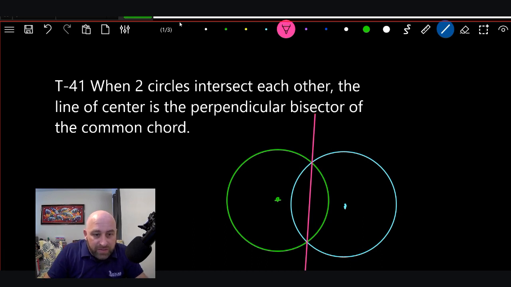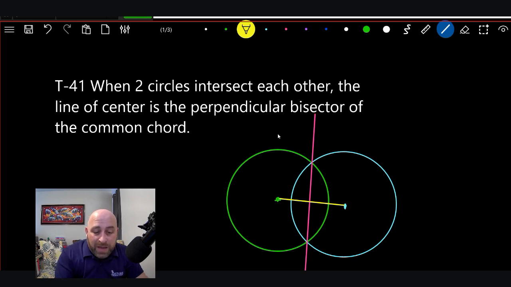And then what does it say? The line of center. What is that? Well, we talked about it last class. That's the line from the center to the center, okay? So if we connect a line of center, then that is a perpendicular bisector of the common chord. In other words, right here, this is going to be a 90-degree angle. That's a right angle, that's a right angle.